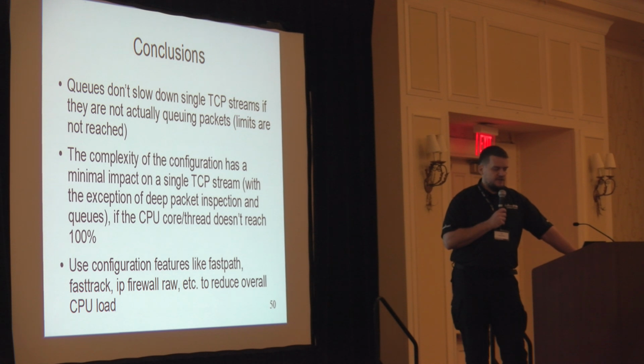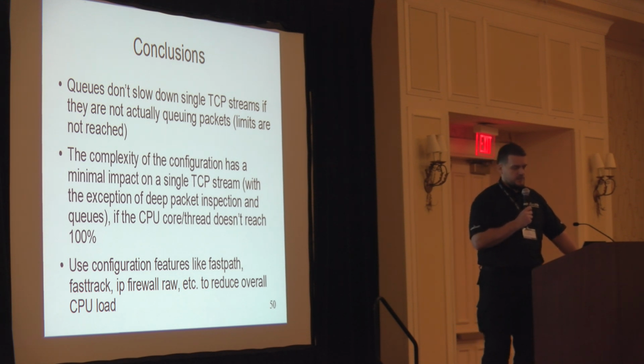And you are fine until a TCP core or thread reaches 100% load. If it does, then think about fast tracking and such things. So you can use FastPath, Fast Track, IP Firewall Raw, and other options to reduce overall CPU load. But until you hit 100%, you are fine. You are not slowing down the TCP/IP performance, maximum performance, and so on.